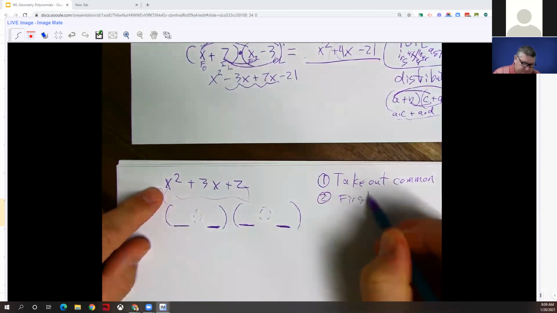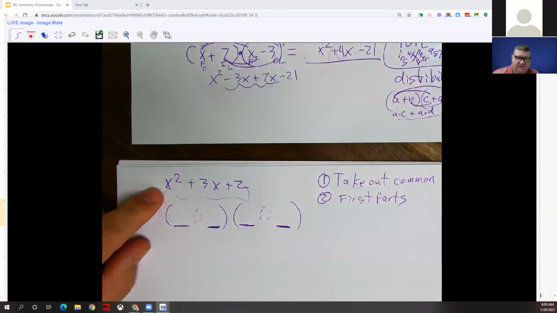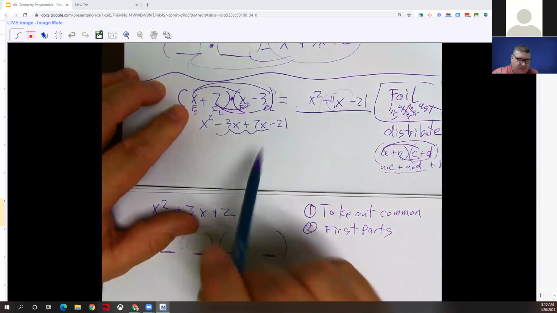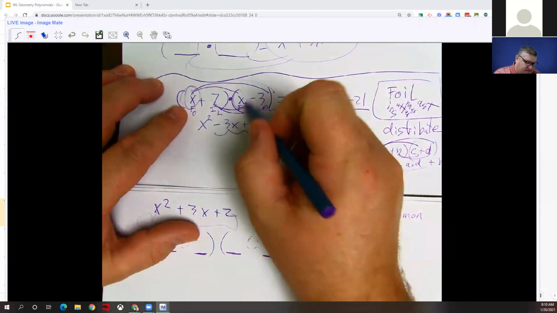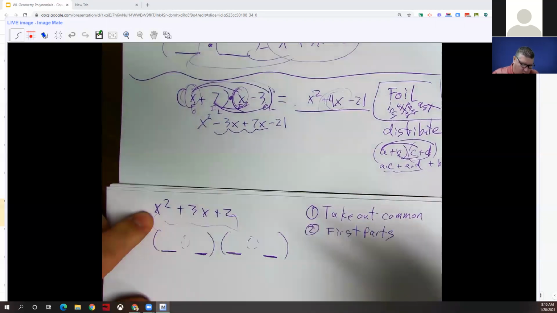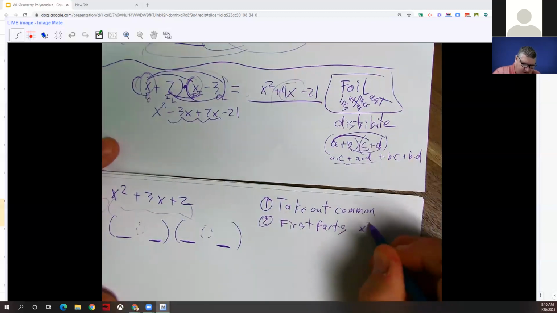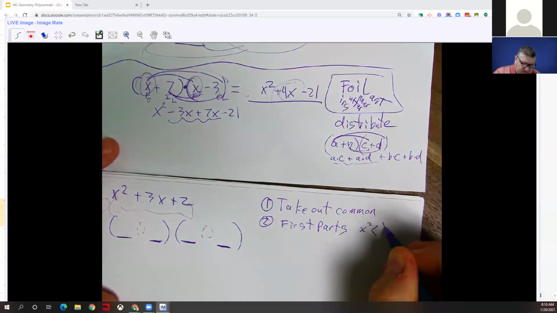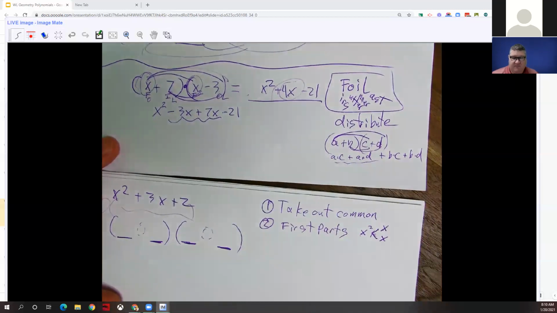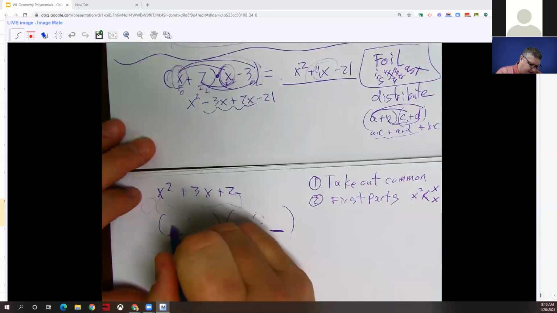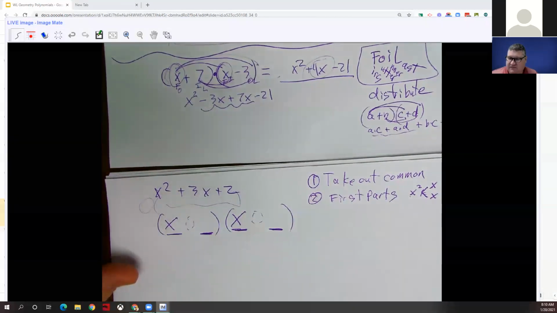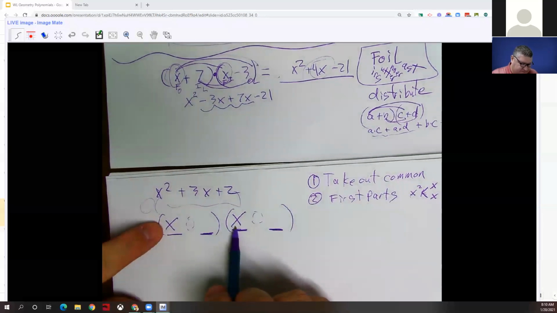First parts. Now, we saw from putting these two together that we have an x and an x that make x squared. So if all I have up front, the only things in the world that make x squared is 1x here and 1x here. When I put them together, they become x squared. So I can guarantee that that is going to be the truth. Right there, x and x.